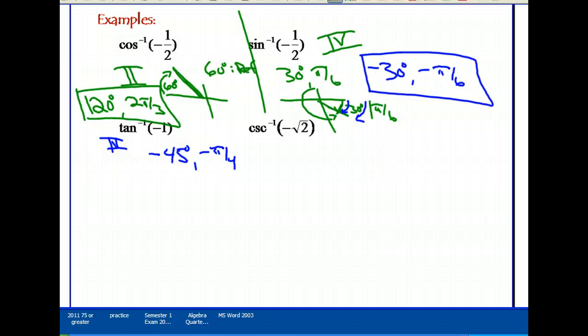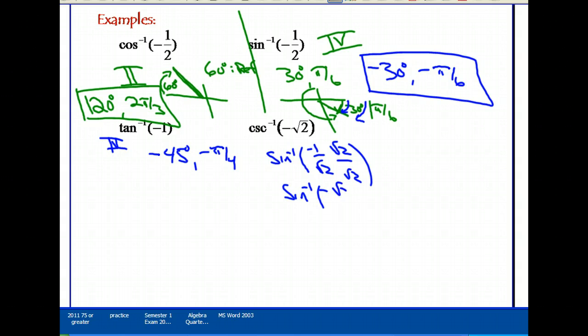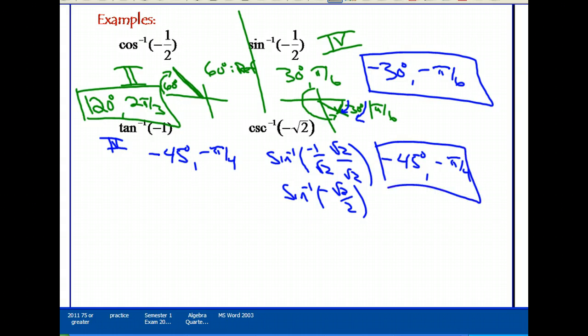And how about the cosecant inverse? We don't have that in our chart. So the sine inverse: negative 1 over root 2, we'll rationalize that. And it's a sine inverse of negative square root of 2 over 2. Reference angle is 45 degrees. So negative 45 degrees, or negative pi over 4. And that takes care of the inverse trig functions.